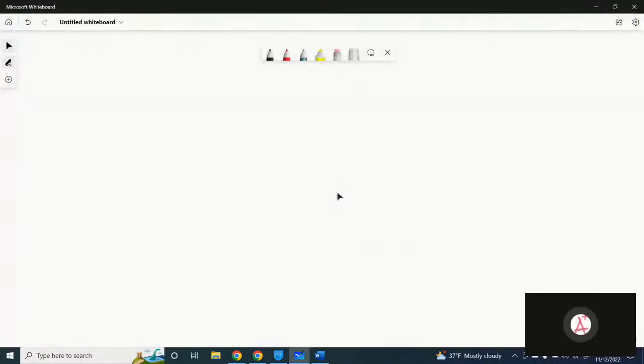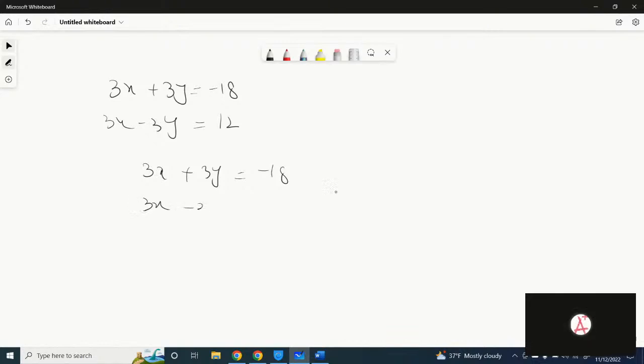Let's see if we can do the next one by elimination. The next one is 3x plus 3y equals negative 18 and 3x minus 3y equals 12. Okay, again, x and y, both the variables have the same coefficients. You can just use the elimination method: add both the equations, and the variable y will be cancelled out and you have the value of x. Got it? Just add them.